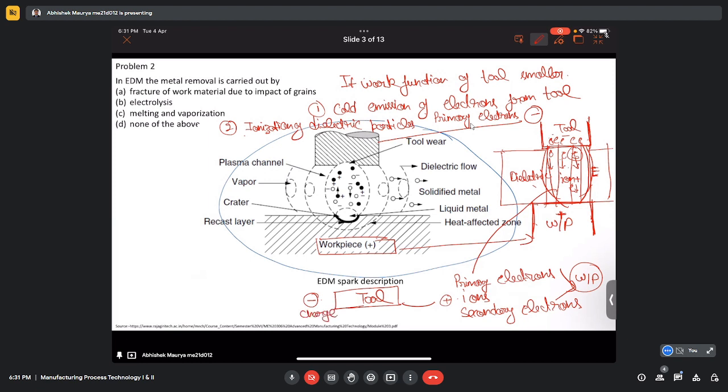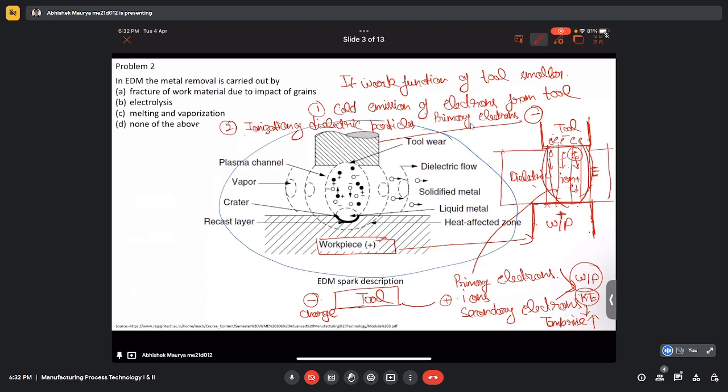Okay, so we can say an avalanche of primary and secondary electrons is being accelerated towards the workpiece. When they strike the workpiece, because these primary and secondary electrons have a lot of kinetic energy, they transport this energy to the workpiece material on collision, and a localized temperature rise takes place. I have already told you this temperature rise goes in the order of more than 10,000 degrees Celsius.